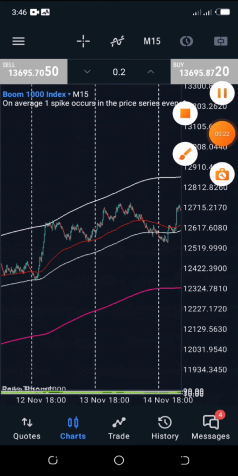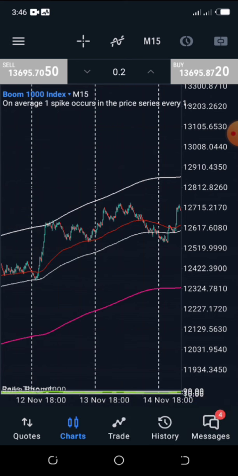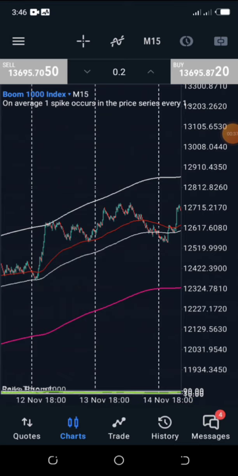So all you have to do is wait for the price to touch this indicator here, and then what happened? You sell. Can you see that? Just wait for it to touch. When it touches, you do what? You sell to the downside. Do you get it? That's how to do it.